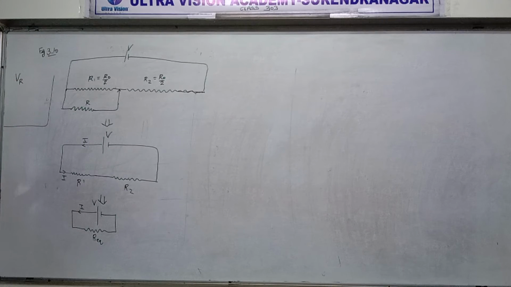VR means voltage for R. But that voltage for R will be the same as voltage for R1, and this will be the same as voltage for R dash. Yes or no? Sure? Why so? In parallel all the voltage is the same. This one and this one are the same, right?